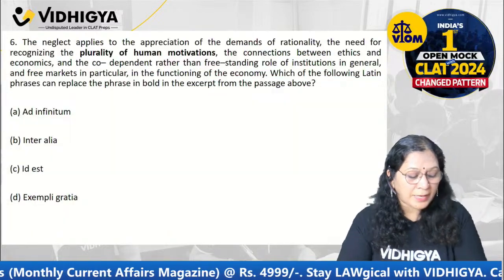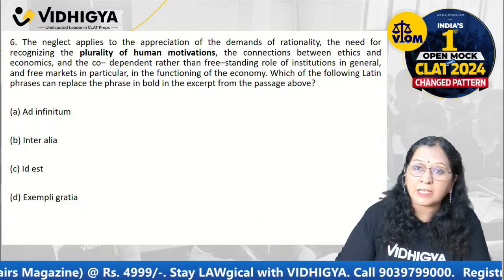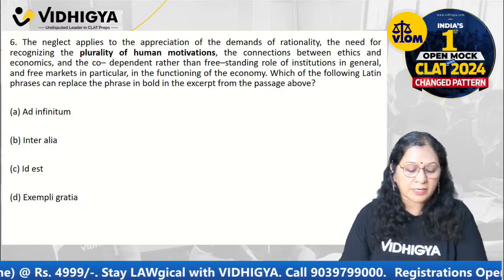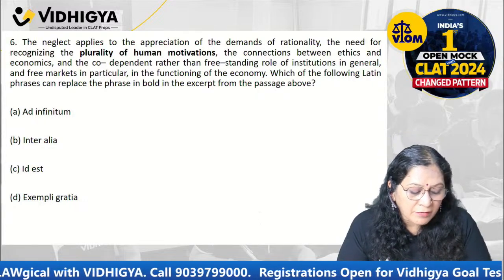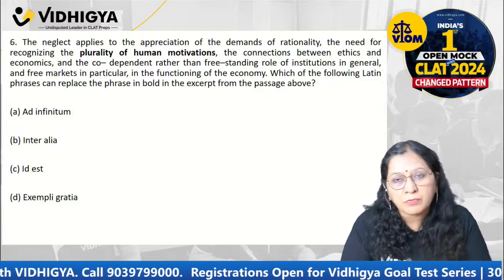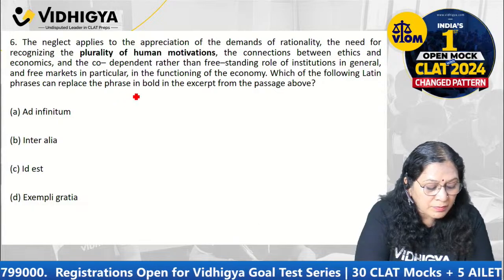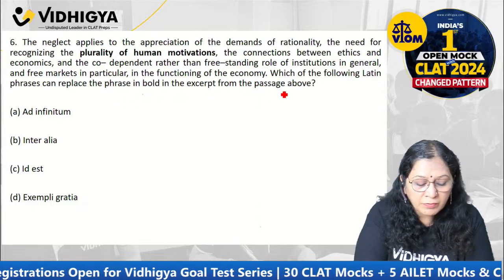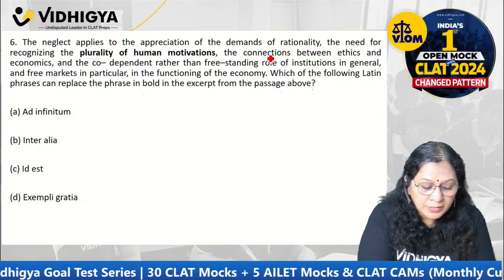So the neglect applies to the appreciation of the demands of rationality, the need for recognizing the plurality of human motivations, the connections between ethics and economics, and the codependent rather than freestanding role of institutions. यह पूरा का पूरा paragraph passage का ही है. So which of the following Latin phrases can replace the phrase in bold in the excerpt from the passage above? So plurality of human emotions, motivations कर सकते हैं.